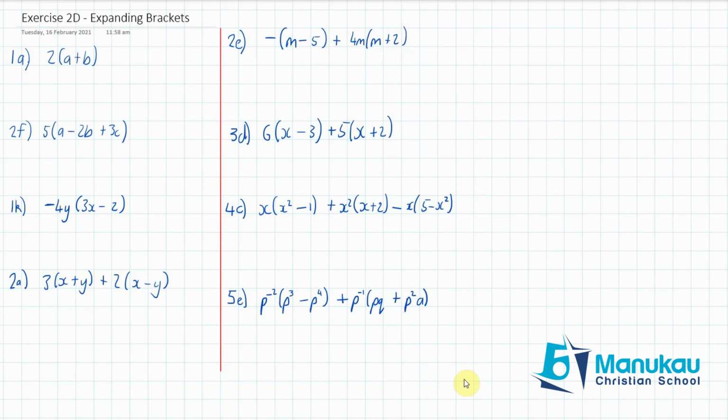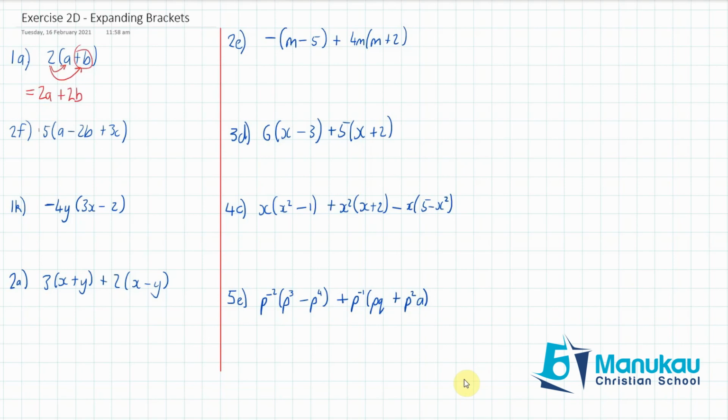Okay, when you have a number outside a bracket and you want to expand it, what you do is you first of all times it by the first letter or number in the bracket. So our next line is going to be 2 times a, which is 2a, and then you multiply it by the next one. Don't forget to look at the sign. In this case it's a positive 2b, so we're going to have plus 2b.